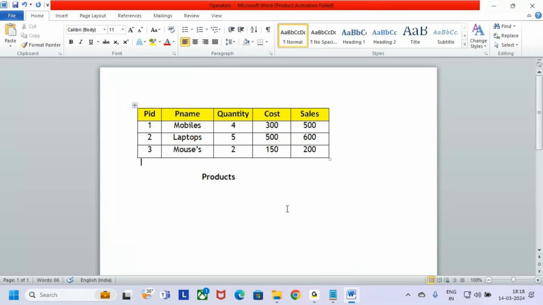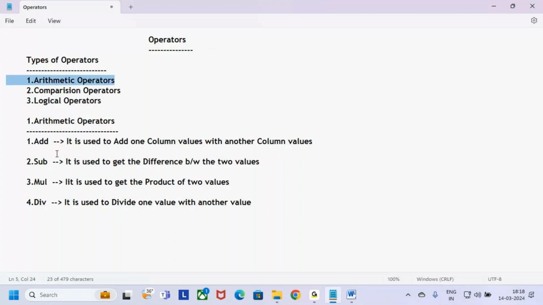So these are the different types of arithmetic operators you need to use. So when to use the addition operator, subtraction, multiplication, and division operators. And next one is comparison operators. Now, what are the different types of comparison operators we'll have? So in general, what is meant by comparison operators?